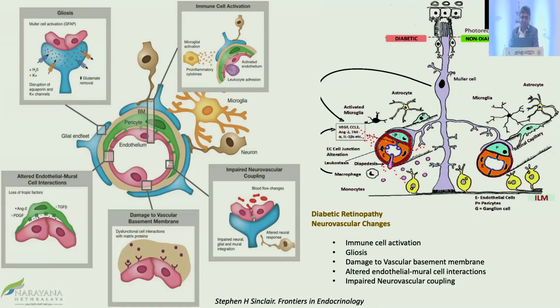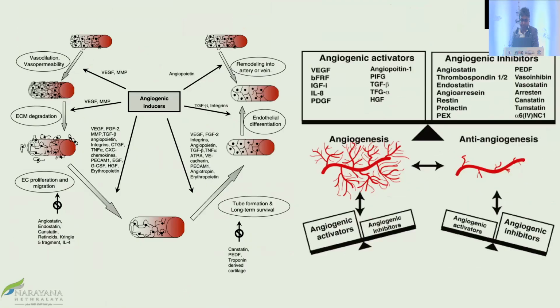This again is a picture that depicts what happens in a normal retina and what happens in a diabetic retina, especially in the endothelial cells. You can see what really goes wrong. There can be immune cell activation, there can be gliosis, there is damage to the vascular basement membrane, altered endothelial mural cell interactions, and especially impaired neurovascular coupling, which leads to neuropathy.